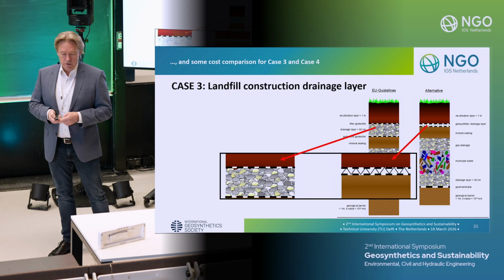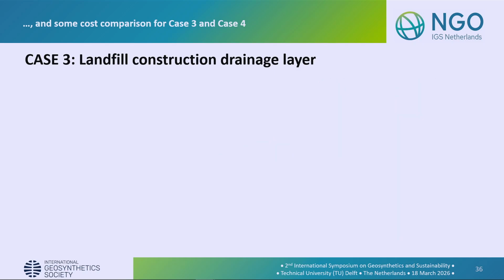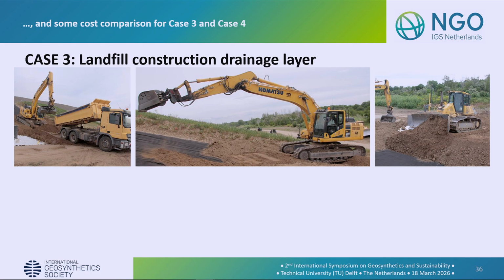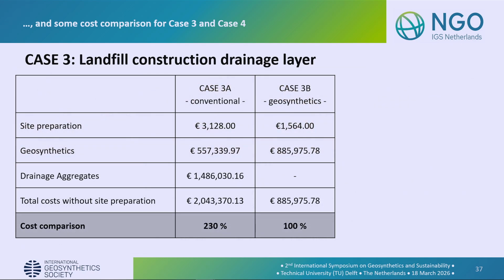So for the construction drainage layer, as I showed before, the following figures show the differences, the installation, and what was evaluated. Case 3.1 is a conventional construction with the site preparation. I need the material, I have to install it. Similar also for the geosynthetic solution. And if you compare these results, you can see the 100% in this case is the geosynthetic construction solution.